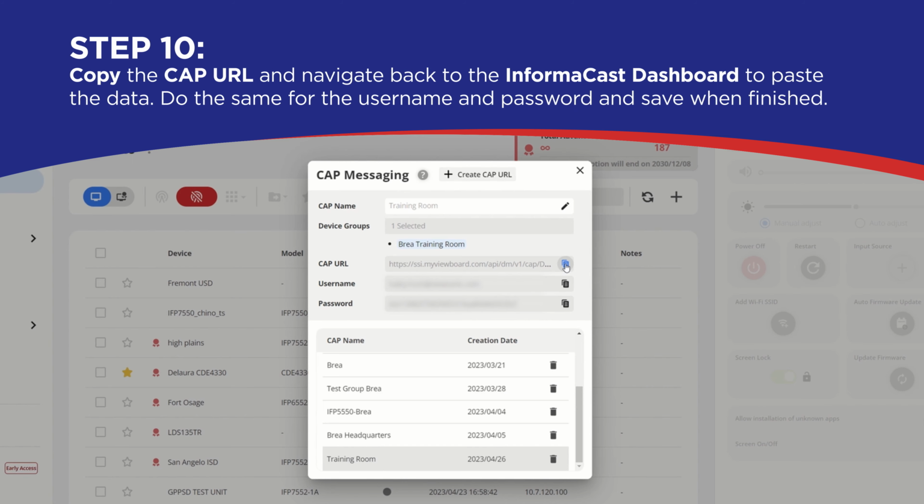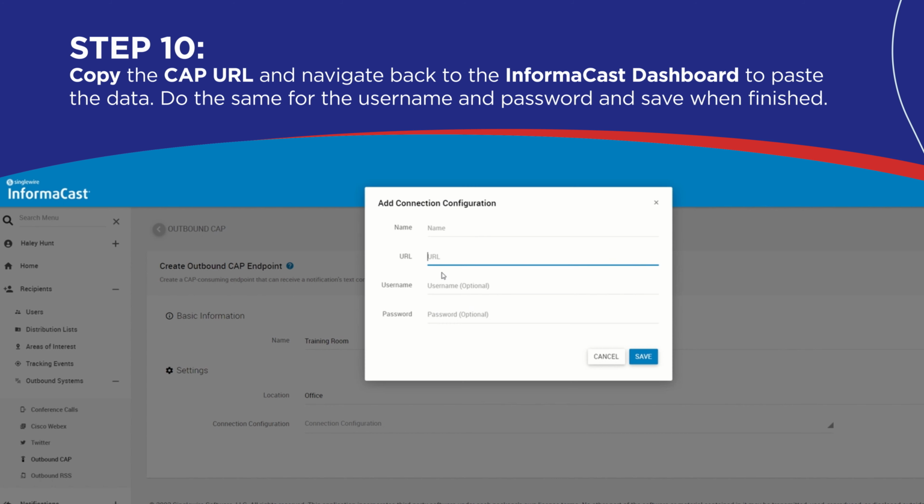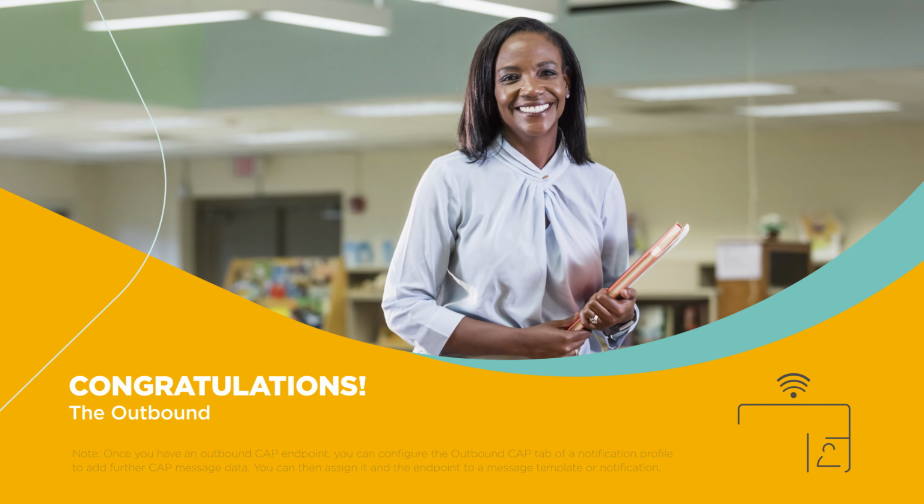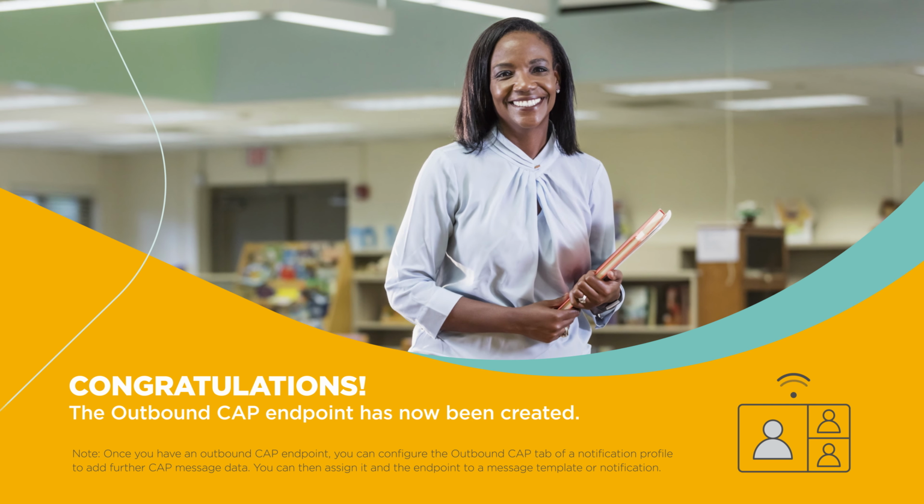Step 10. Copy the CAP URL and navigate back to the InformaCast dashboard to paste the data. Do the same for the username and password. Save when finished. Congratulations! The Outbound CAP endpoint has now been created.